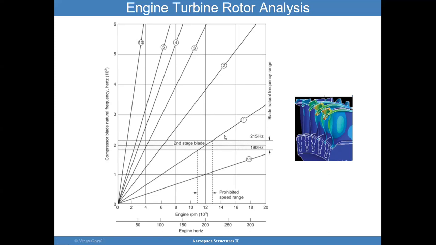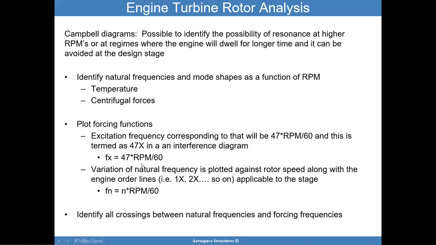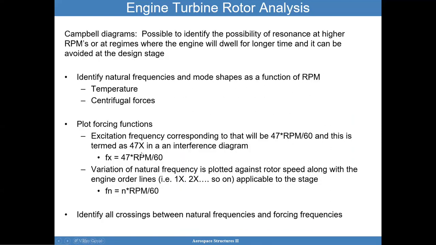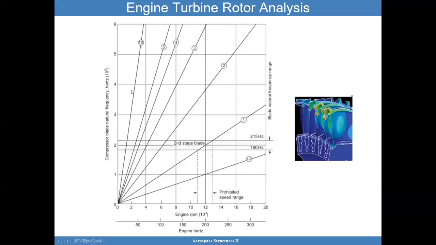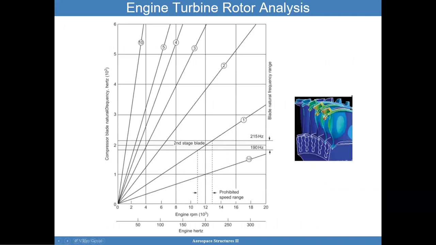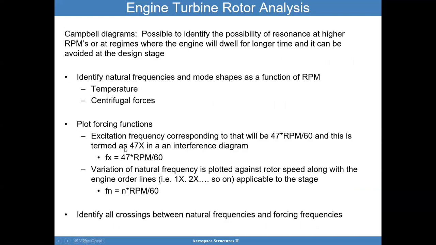And so what you really have here is that this frequency is crossing the first order one, and so we want to prohibit this speed range, because if I have this coupling here, I could get a resonant condition. You could also plot the issue of the aerodynamics with 47 vanes, and plot 47 times RPM divided by 60 on the y-axis, and then RPM is the one that's varying.